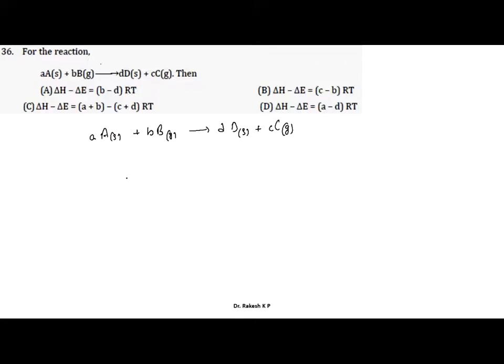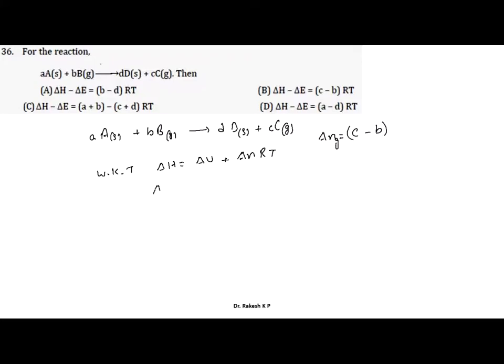So we know that delta H is equal to delta U, the change in internal energy, which we can also write as delta E, plus delta n into RT. How do we calculate delta n? In this case, delta n is the number of gaseous products minus the gaseous reactants. The gaseous product is C, minus B. This is delta n of g.